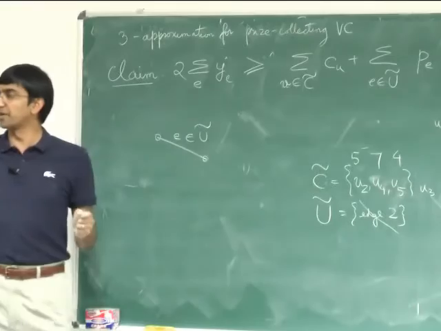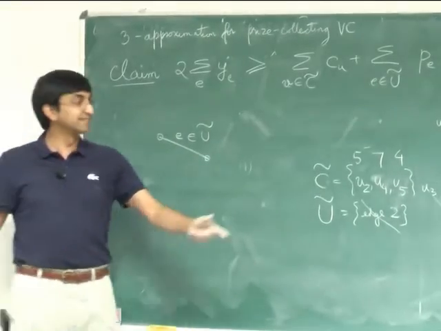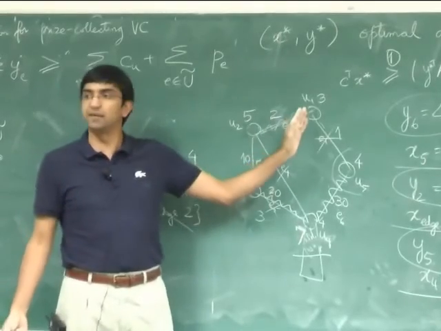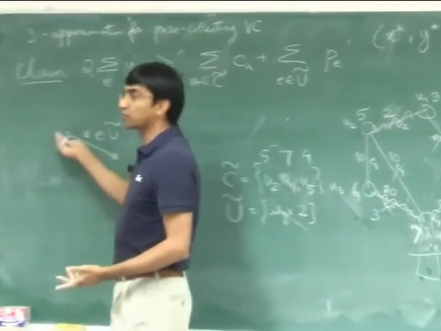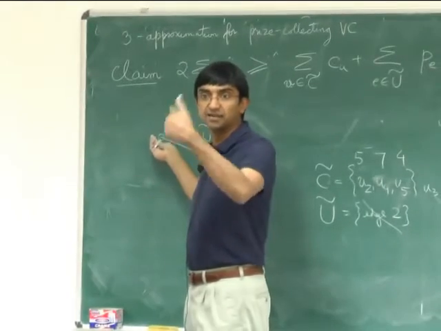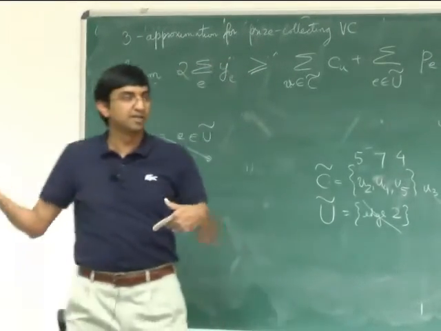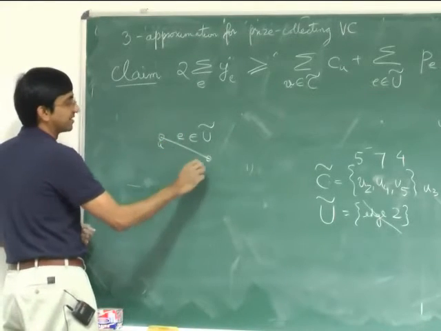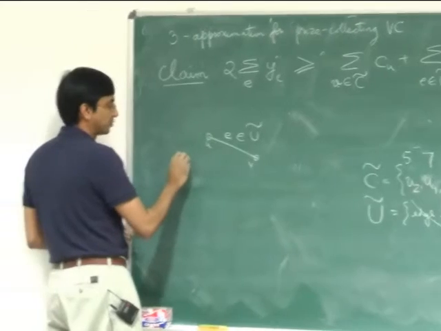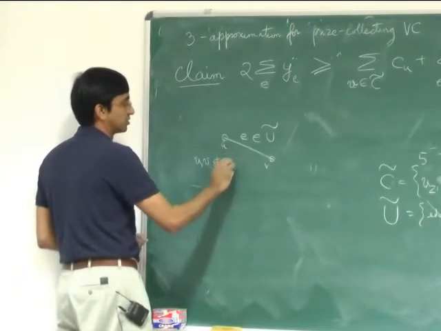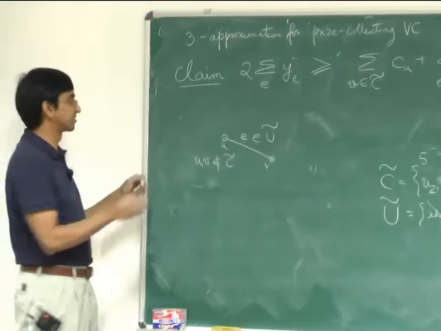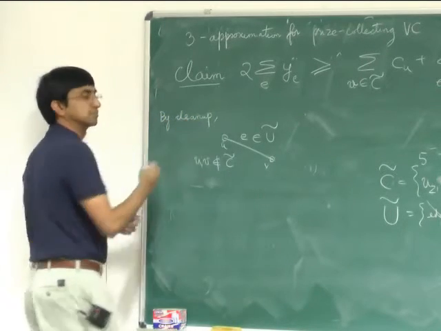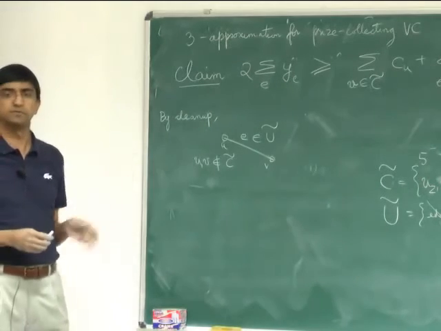Because both the endpoints were not chosen. See, in this case, I accidentally chose this endpoint. That's why I cleaned it up. But if neither endpoint was chosen in my C tilde solution, it will still be there. So this belonging to U tilde implies neither U nor V, U or V, do not belong to the cover. This is by cleanup. This is what we know.